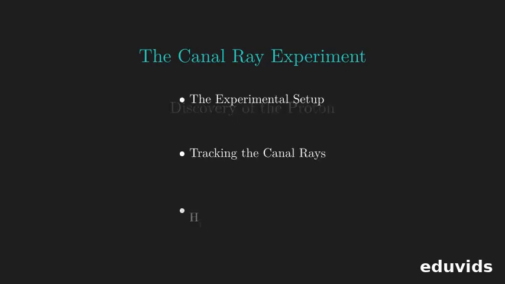We know electrons are negative, but where does the essential positive charge in an atom come from? Today, we will explore the Canal ray experiment which led to the discovery of the fundamental subatomic proton. We will first examine the experimental setup, then track the rays, and finally understand their historic significance.